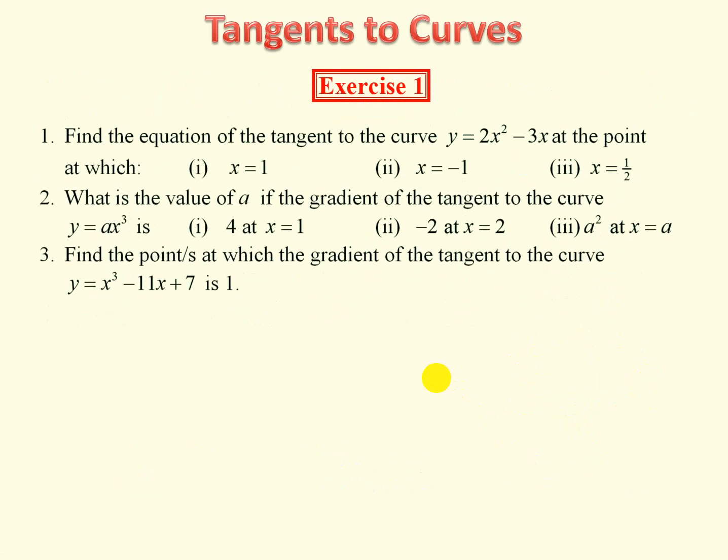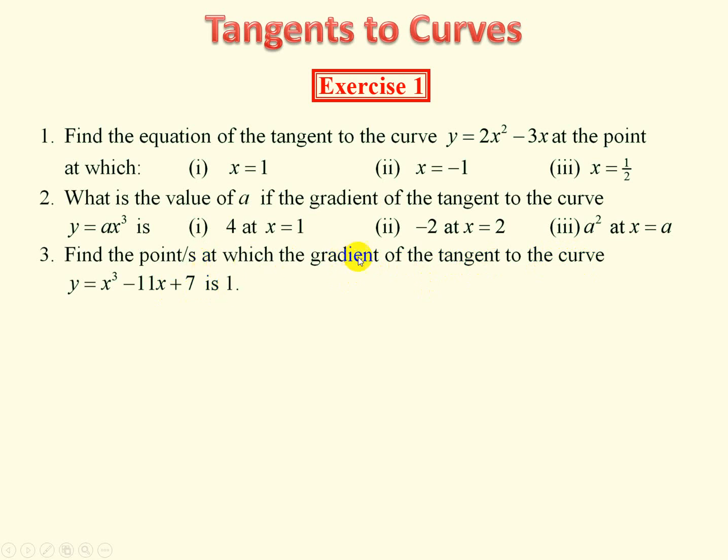Now, exercise 1, find the equation of tangents. The second one, what is the value of a if the gradient of the tangent to the curve y equals ax cubed is 4 at x equals 1? Well, that tells us that the derivative is 4 at x equals 1, so we differentiate, substitute 1, and equate to 4. Find the points at which the gradient of the tangent to that curve is 1.